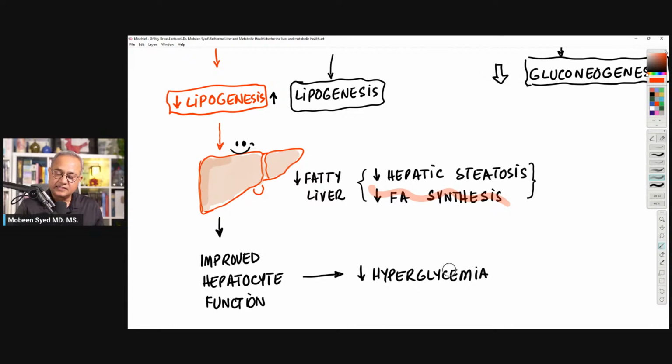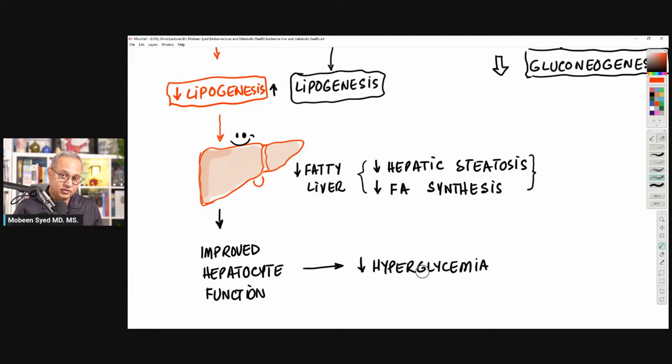We have less fatty acid synthesis. We have less fatty liver, which will happen over time, not in one day. It is not the case that I take it today and tomorrow my liver is healed. Over time, it would continue to chip away at the fatty liver by reducing the production of fatty acids and the production of triglycerides, of course, as a result of this.